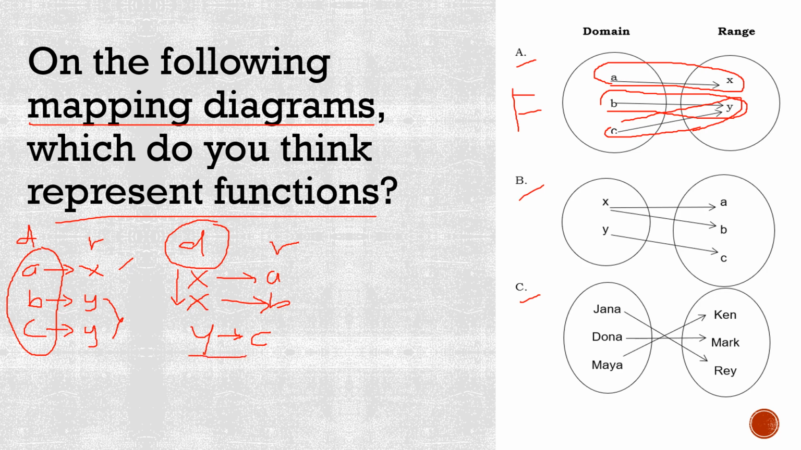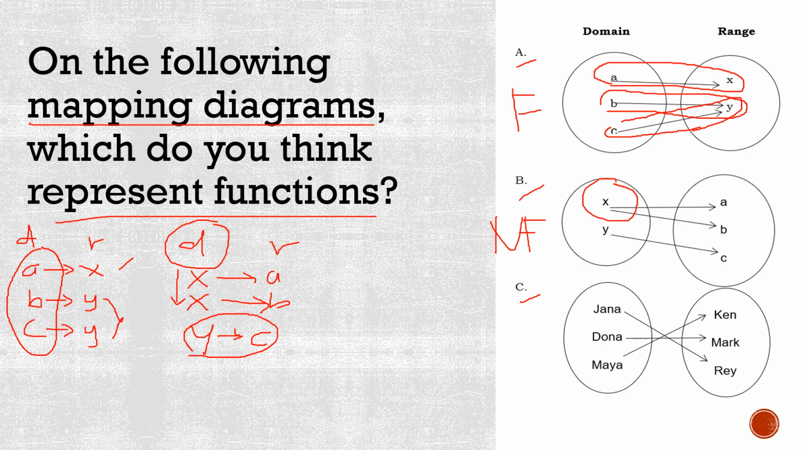Even if there is a one-to-one relationship between your Y and C, under your mapping diagram there is an existing one-to-many relationship between your X, A, and B. Then your mapping diagram under your letter B is not a function because there is a repetition of X here.